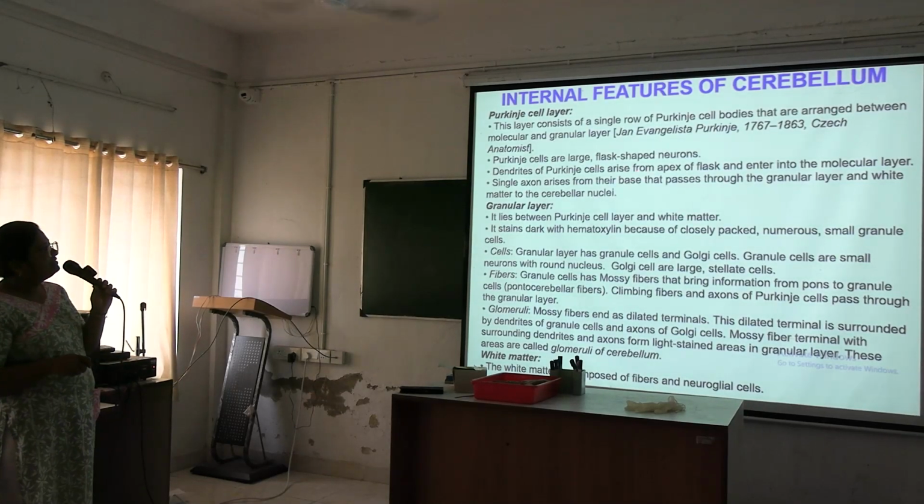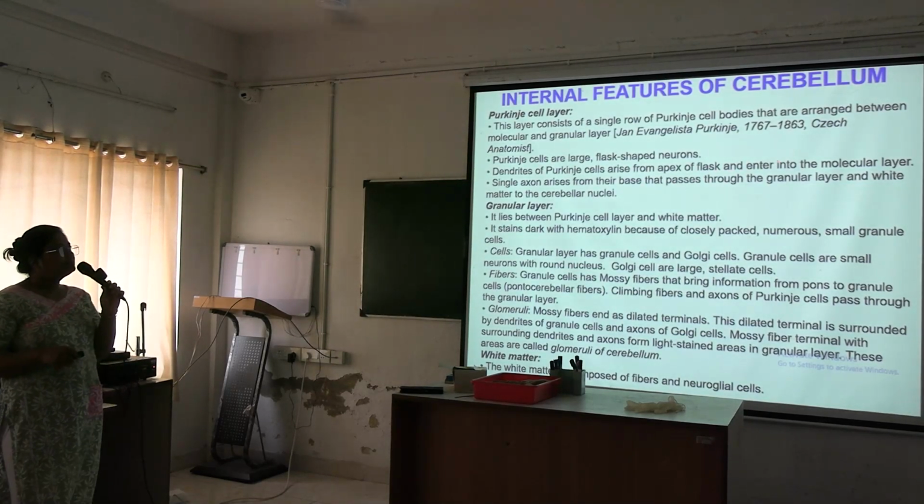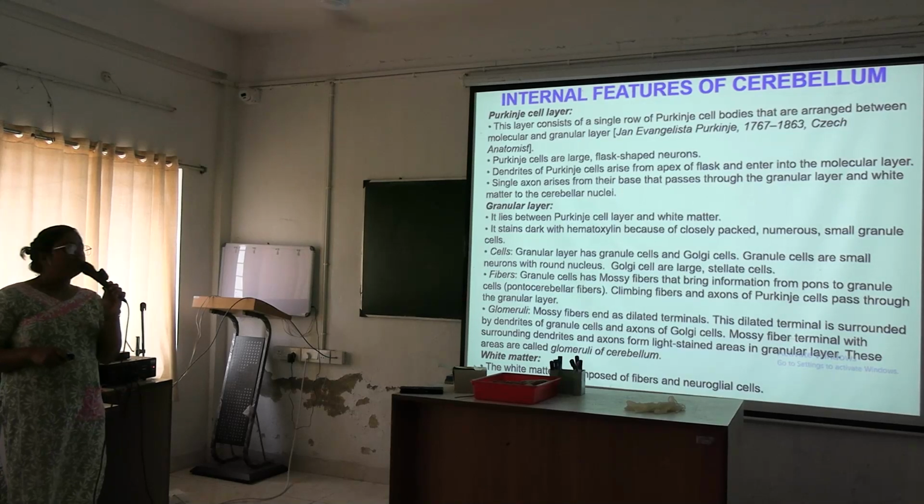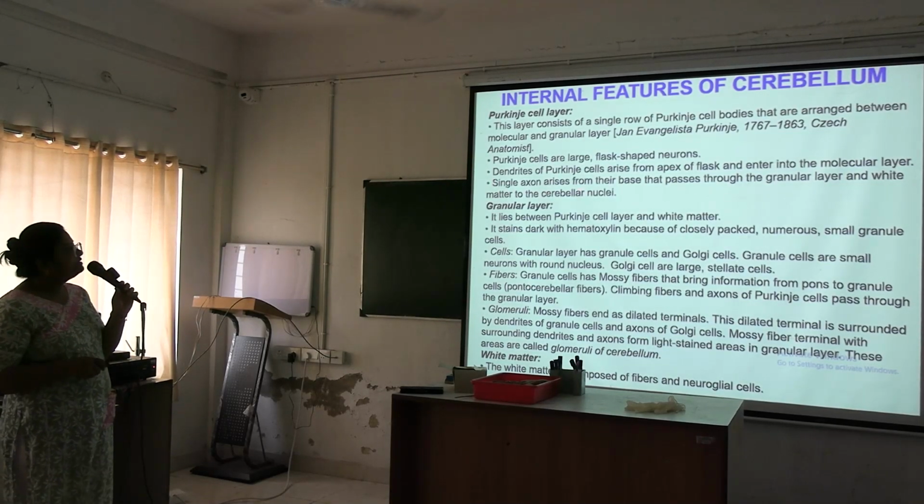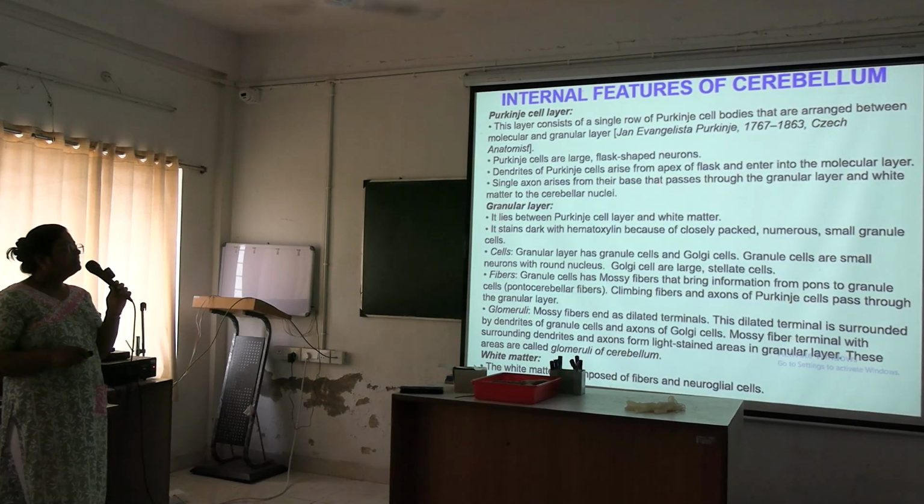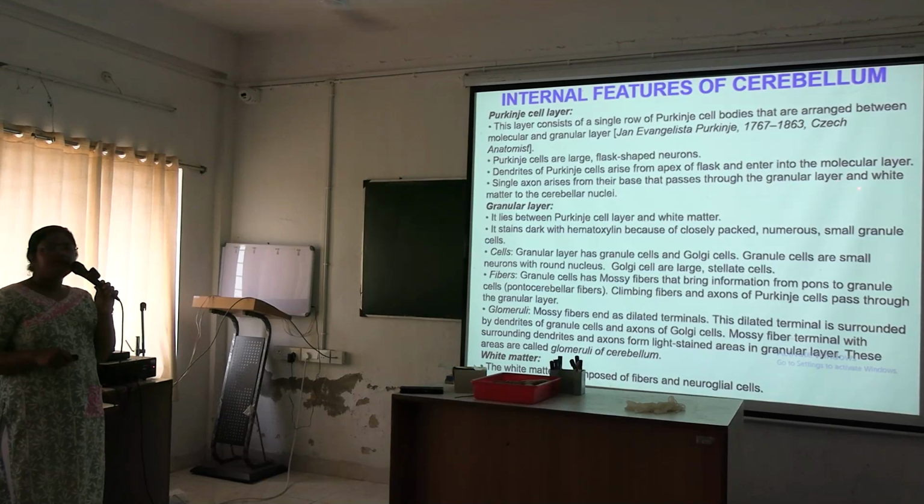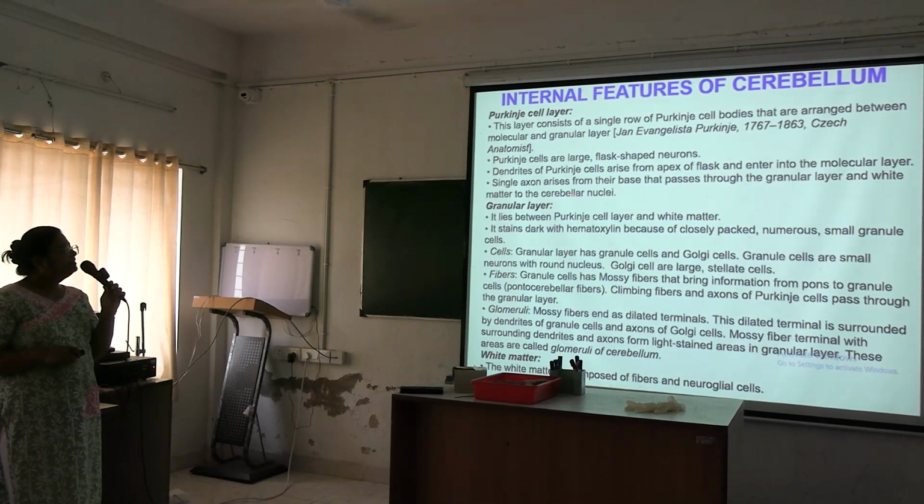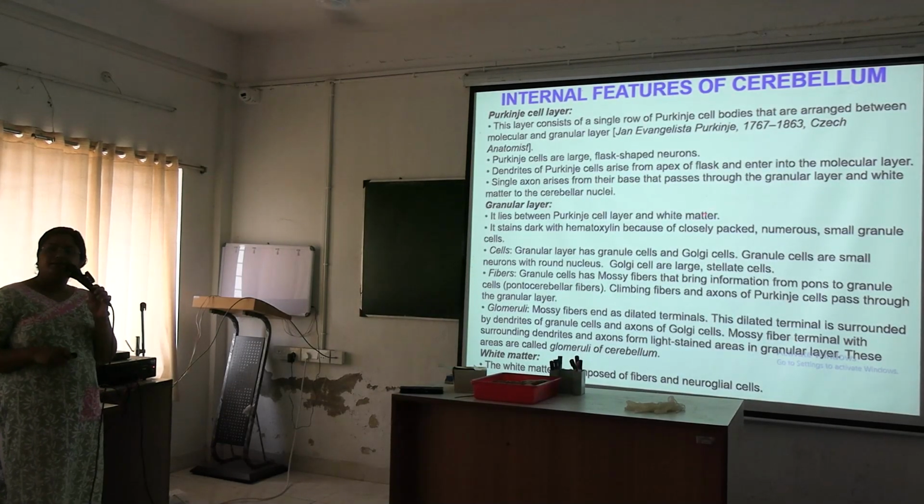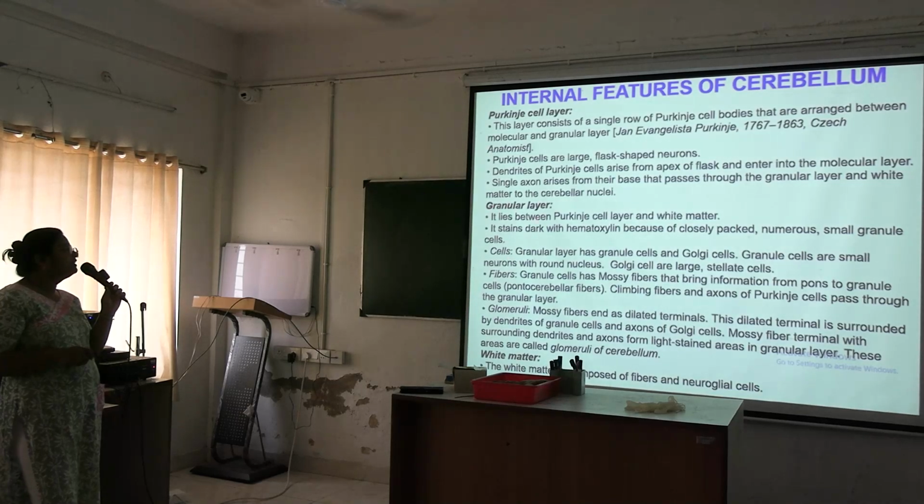Dendrites of Purkinje cells arise from the apex of the flask and enter into the molecular layer. A single axon arises from their base and passes through the granular layer and white matter to the cerebellar nuclei. Okay. Next we go to the granular layer.